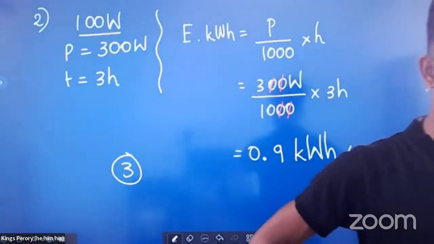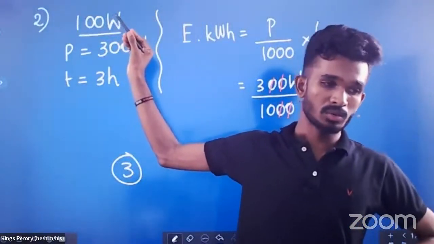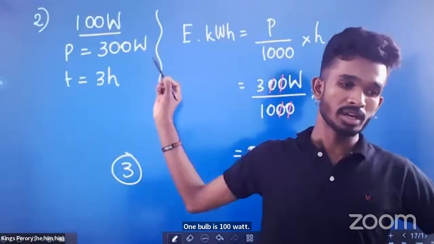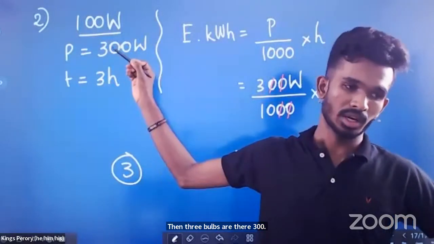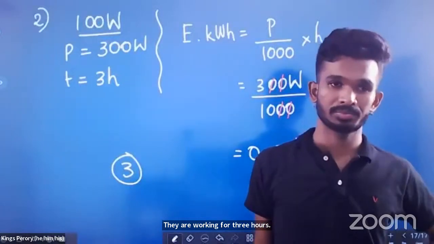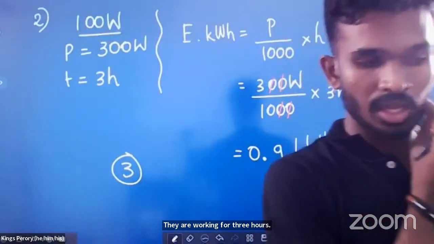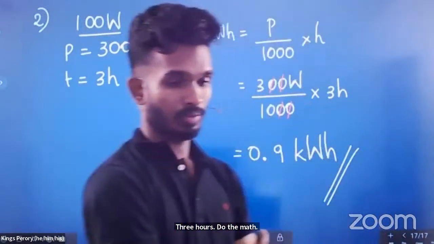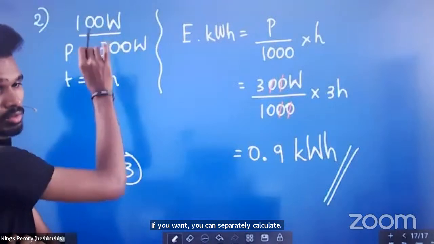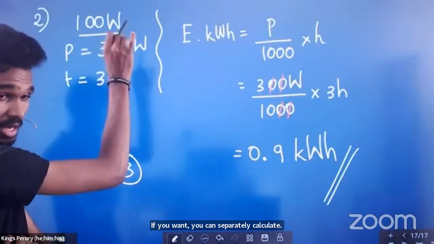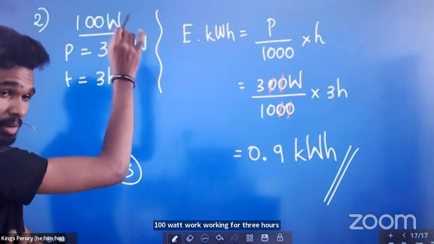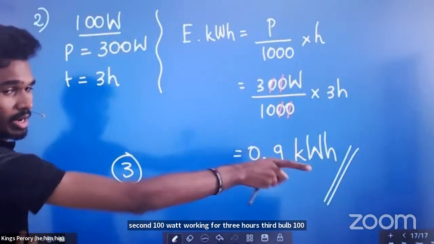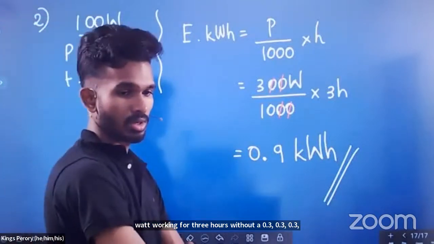Can you explain the second question once more? One bulb is 100 watt. Then 3 bulbs are there, 300 watt. They are working for 3 hours. 300 watt, 3 hours. Do the math. If you want, you can calculate separately: 100 watt working for 3 hours, the second 100 watt for 3 hours, the third bulb 100 watt for 3 hours. You get 0.3, 0.3, 0.3, which gives 0.9. That way also you can.